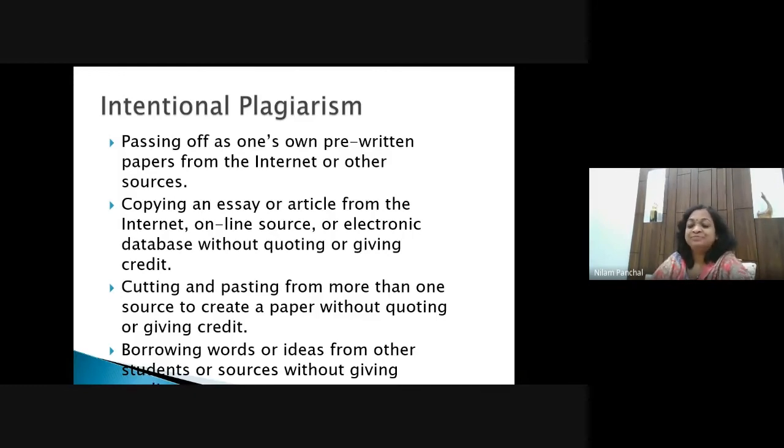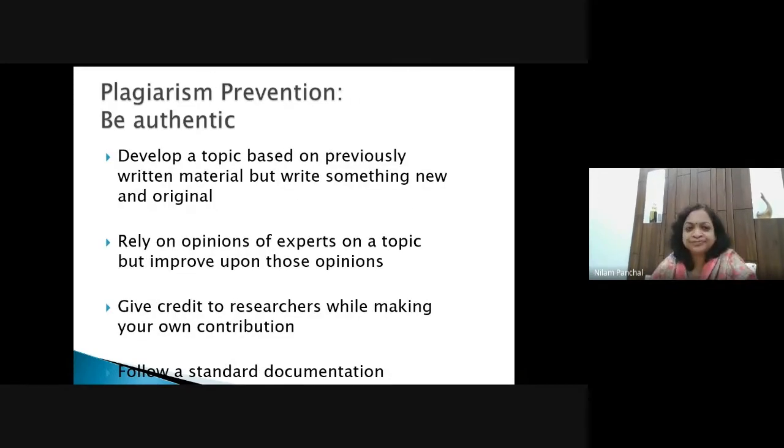Many times people use their intelligence to cut and paste from more than one paper. So it seems it is not copied, right? And even borrowing words or ideas from other students or other people without giving them credit, this all is intentional. Here you are intentionally making a mix, and you are intentionally trying to make sure that no one should feel that it is plagiarism. Okay. Now, plagiarism prevention.